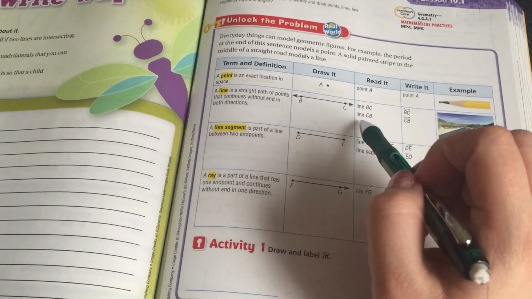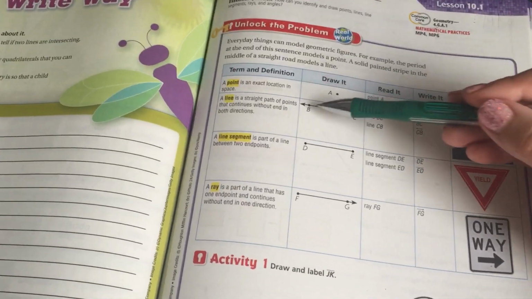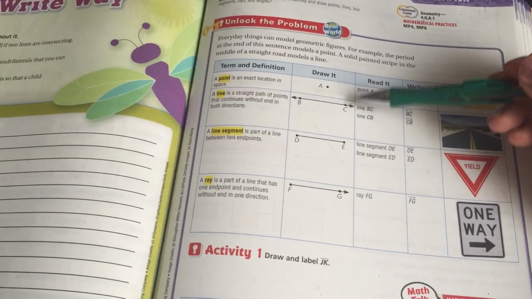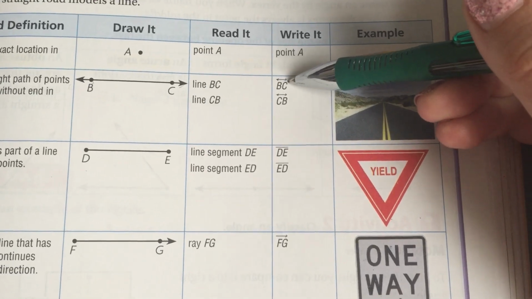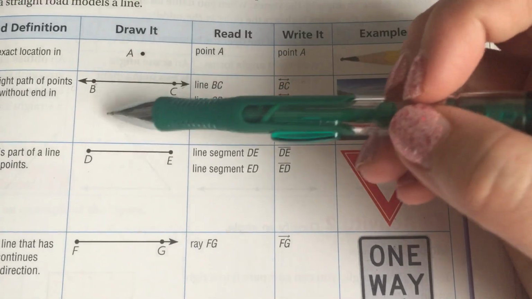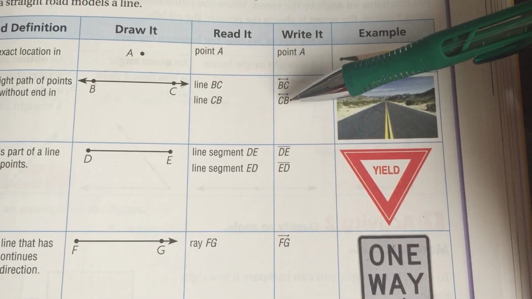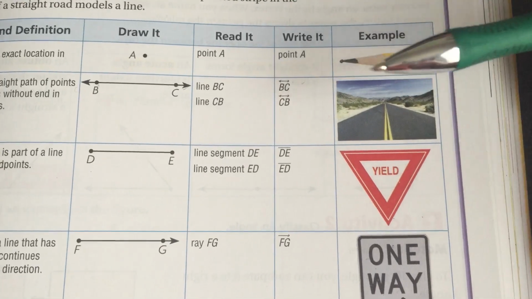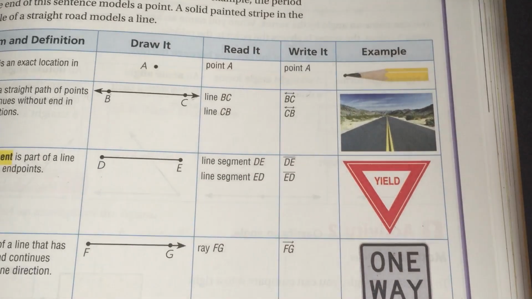But to label this whole line, it's called line BC, because those are the points we have on it. And it's written like this. Let me zoom in here a little bit. You see these little tiny arrows at the top? Arrows on both sides to match the arrows over here. So this is line BC or line CB. Either way is fine. It depends if you look at it this way or this way. It doesn't matter which way.